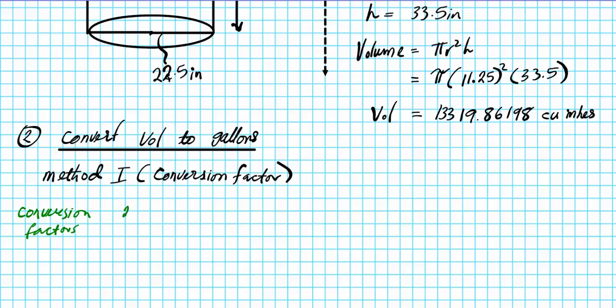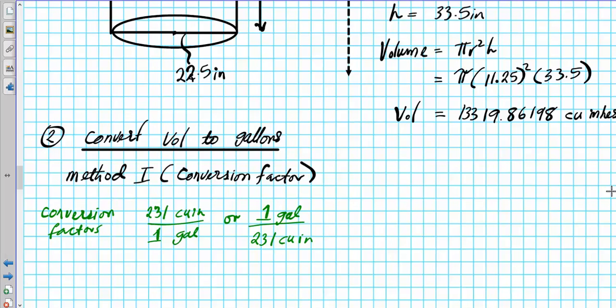are 231 cubic inches per 1 gallon, or the reciprocal also holds true, 1 gallon per 231 cubic inches. Okay? All right, so you multiply by any of these depending on what you want. This one changes gallons to cubic inches, and this changes cubic inches to gallons.